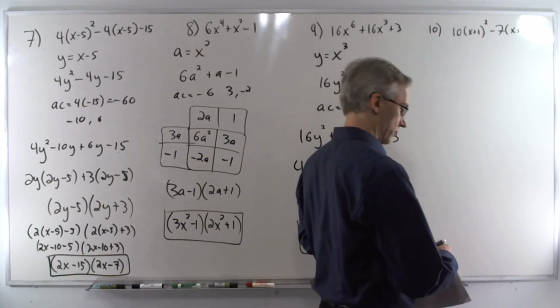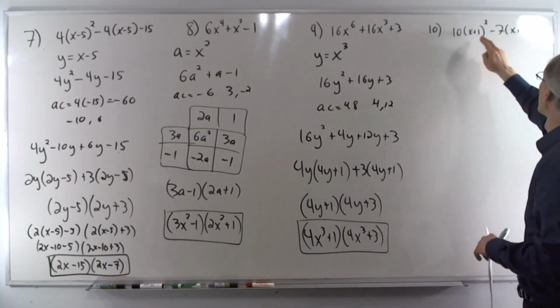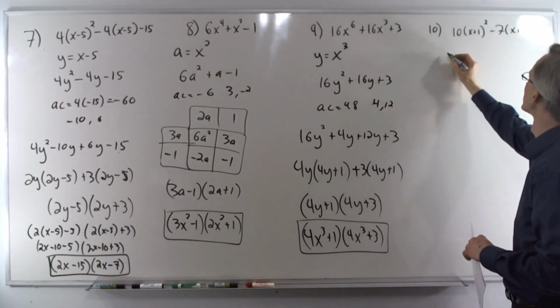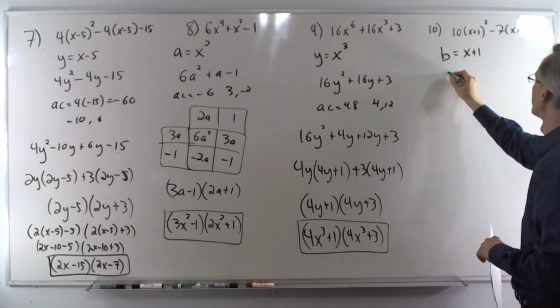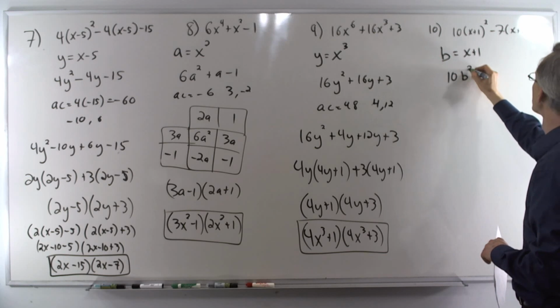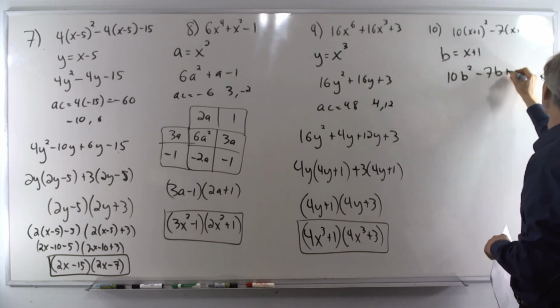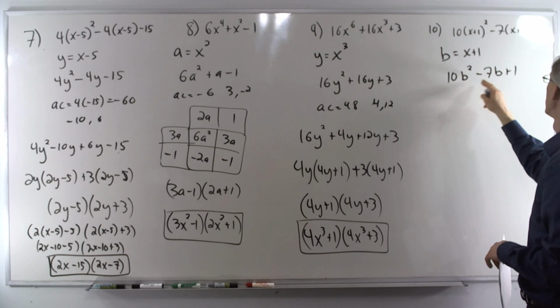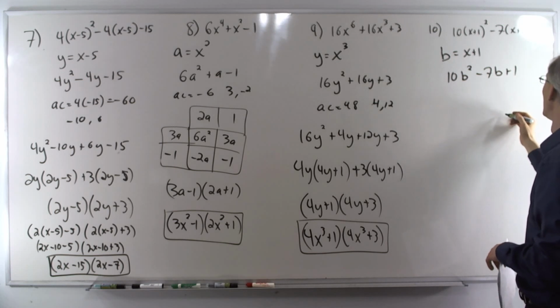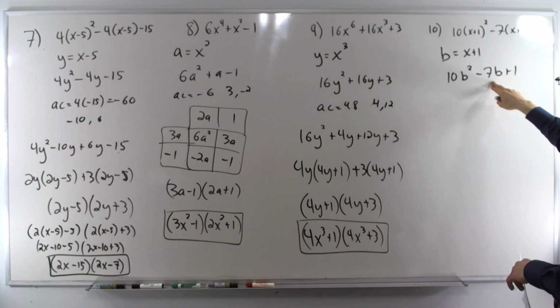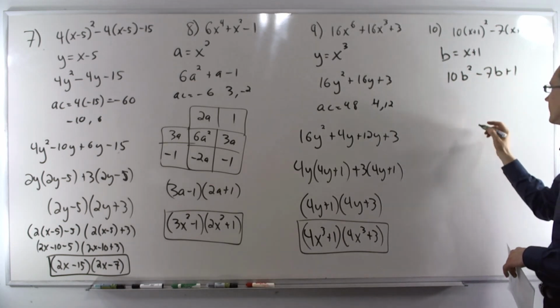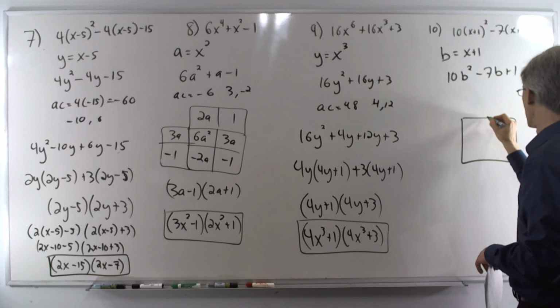All right, last one. Back to a quadratic form with binomials. So I'm going to set b equal to x plus 1. And that'll give us 10b squared minus 7b plus 1. AC method, 10 times 1 is 10. That means we need two numbers to multiply to get 10 and add to get negative 7. So that's going to be negative 2 and negative 5. So I'll go back to the box method on this one.